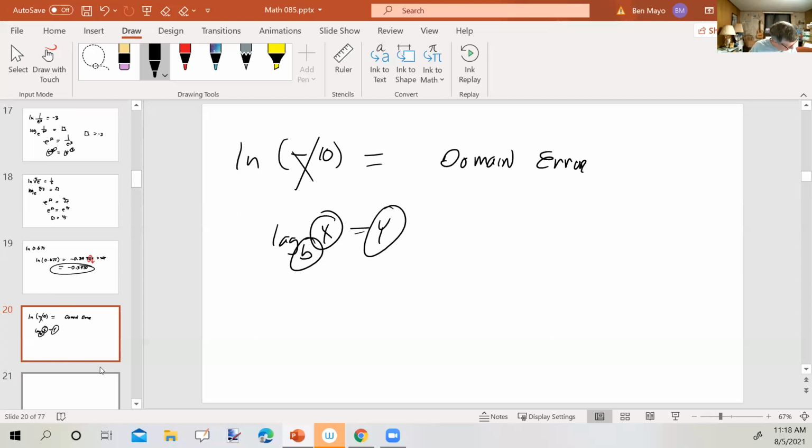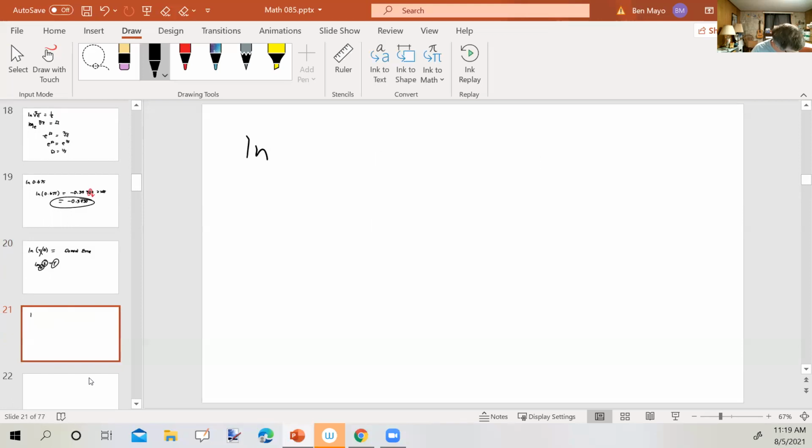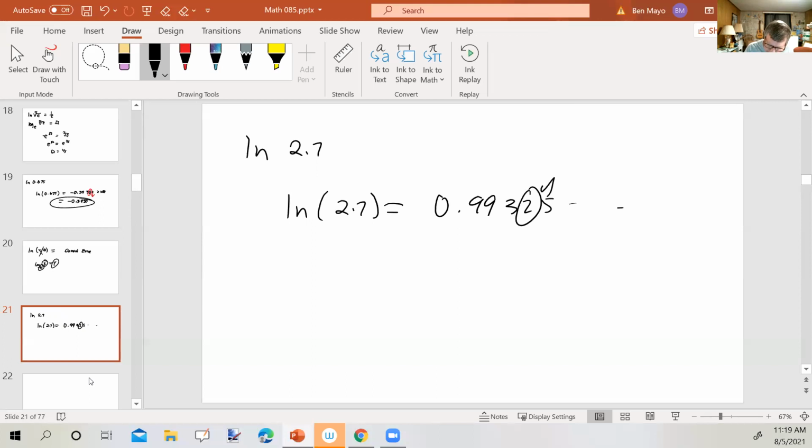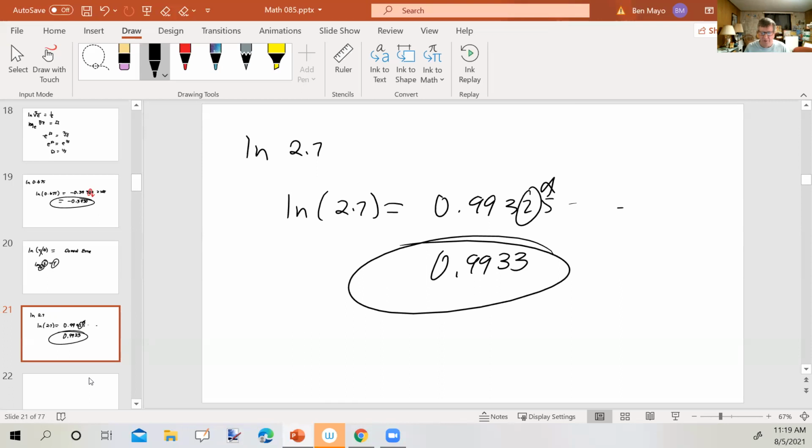Okay. All right. Let's do another one of those. Natural log of 2.7. So go in 2.7, close it up, push equals. 0.99325, etc. Here's the fourth decimal place. This is going to round up. So 0.9933 would be the final answer.